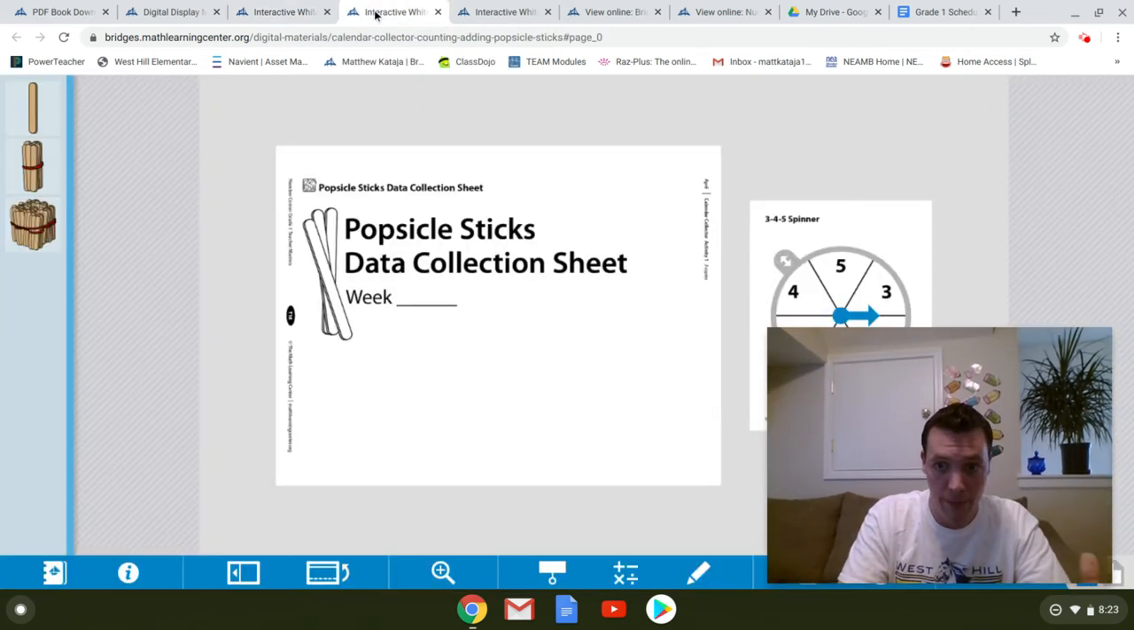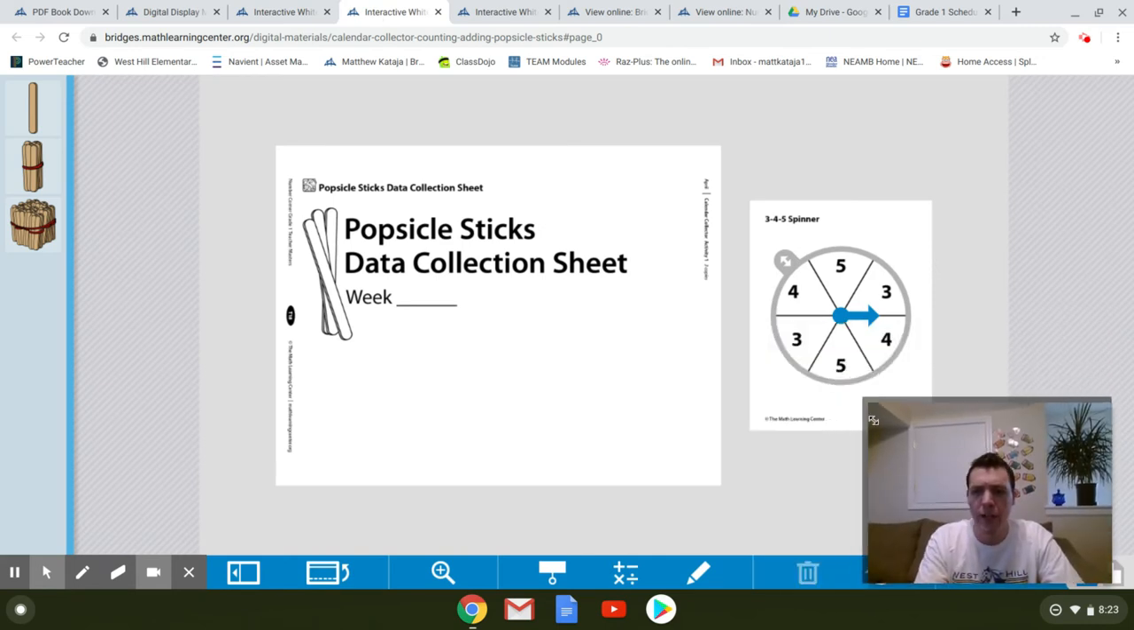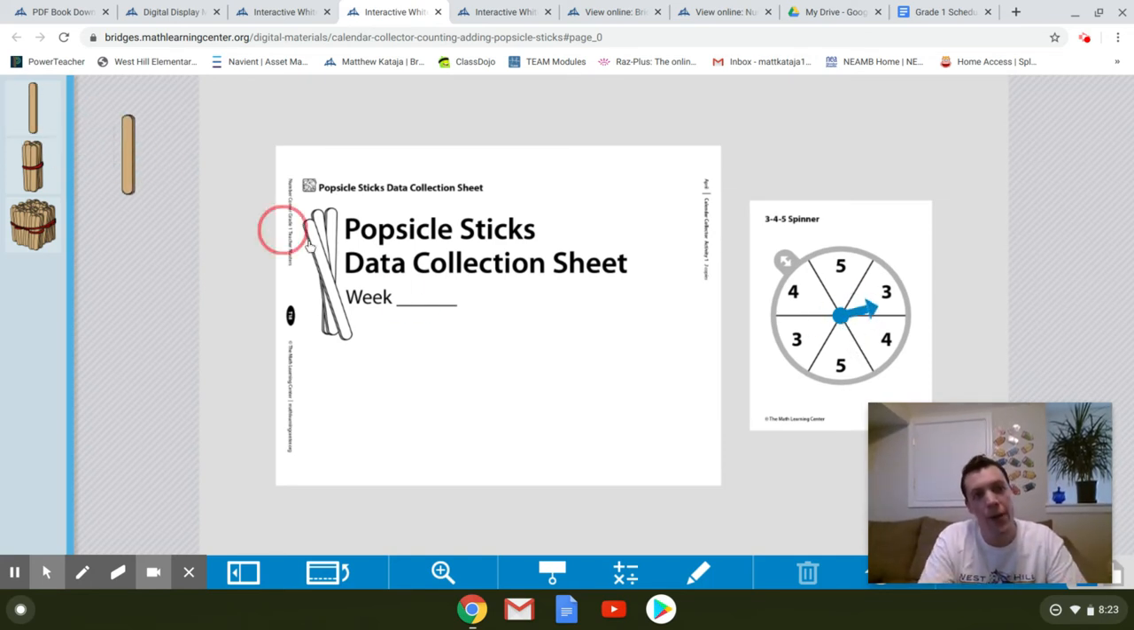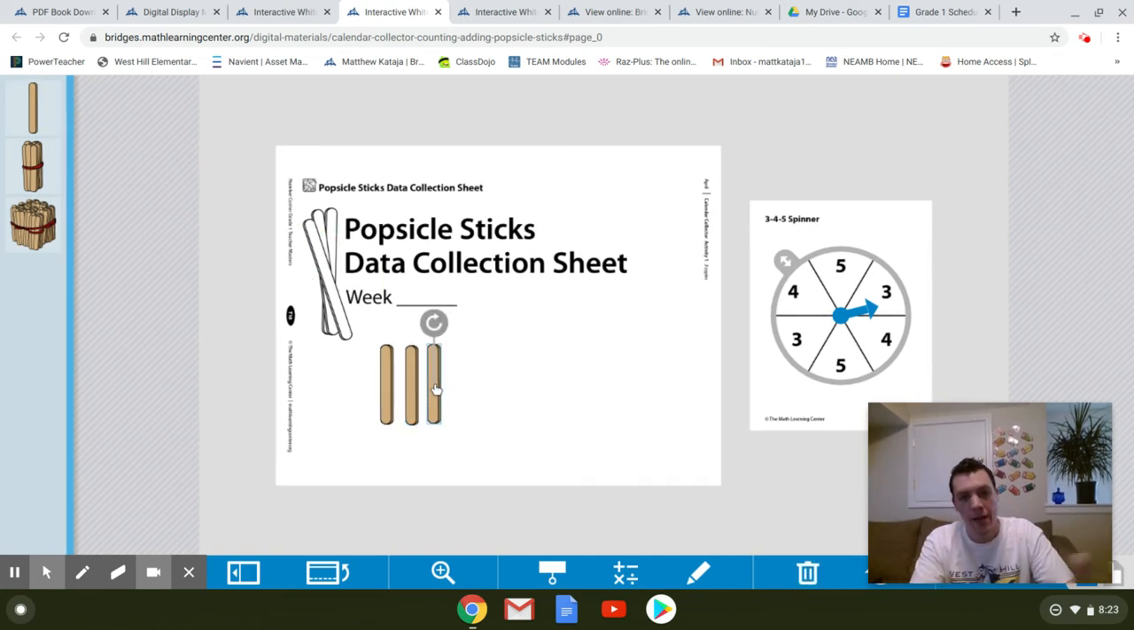Next activity. Our spinner. Yes, last week we collected 12 popsicle sticks, so let's give it a spin. We landed on 3, so right now we're going to see if we can collect more than 12 this week. It's a 4-day week. 1, 2, 3. All right. That was really exciting. Thanks for watching that part.